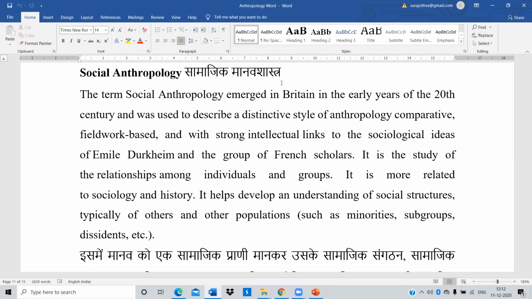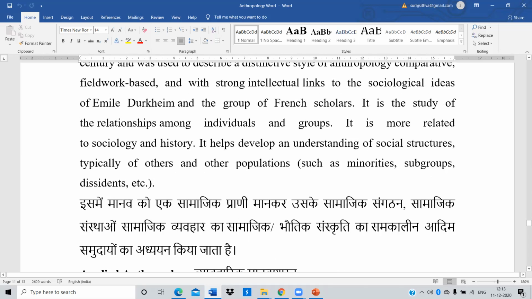It is the study of the relationship among individuals and groups. It is more related to sociology and history. It helps develop an understanding of social structures, typically of others and other populations, such as minorities, subgroups, dissidents, etc.